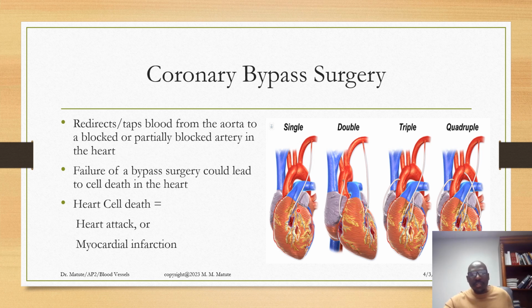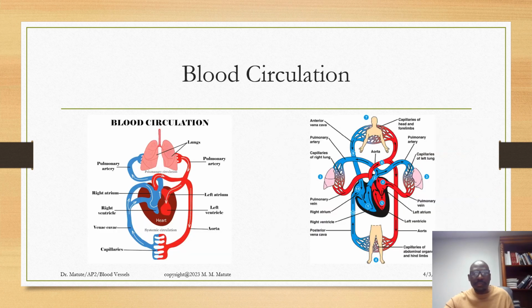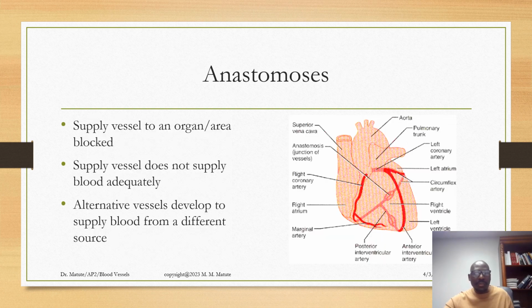Now, the reason why this is important is because if cells are deprived of oxygen-rich blood for a prolonged period of time, then those cells will start dying. And when they start dying, that's what is called a heart attack, or myocardial infarction. These are just some good diagrams for blood circulation.